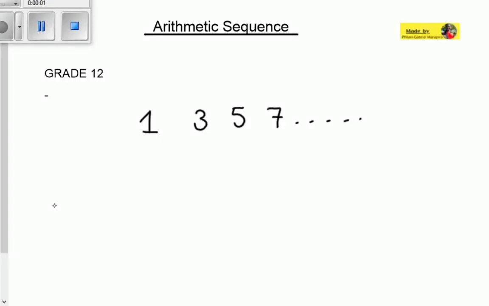Today we're going to be talking about the arithmetic sequence. This is grade 12 work, so that's what you start with in sequences and series. So this is called an arithmetic sequence.